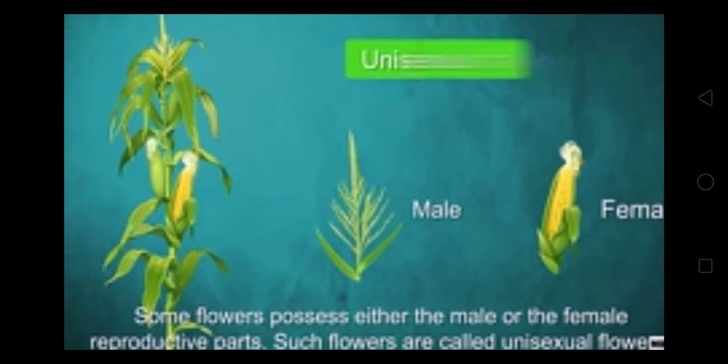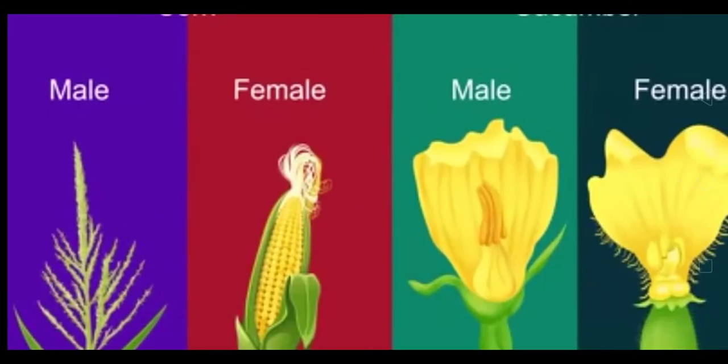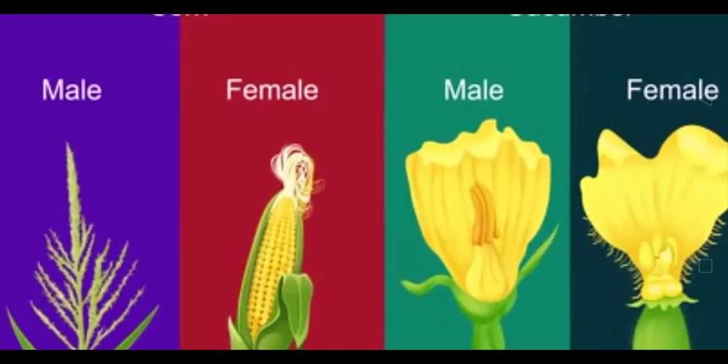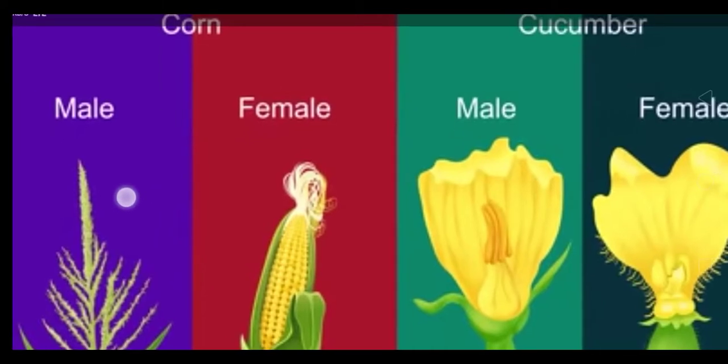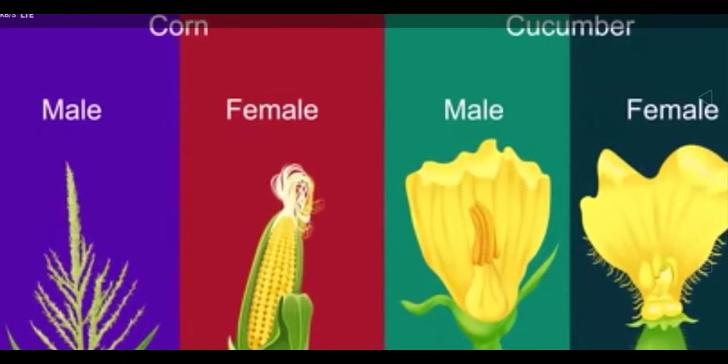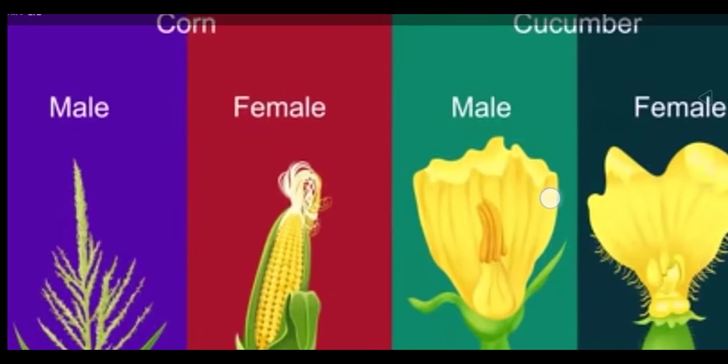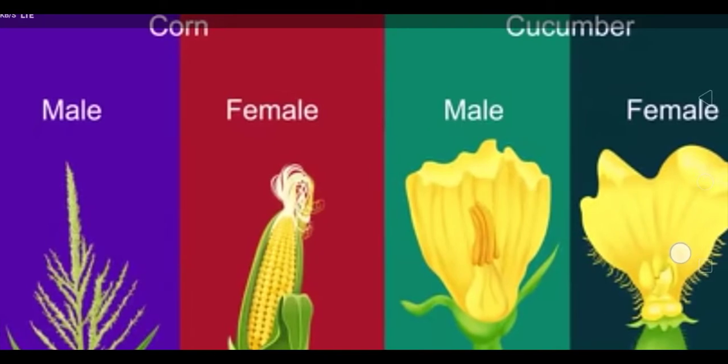The plant having only either the male or the female part is called a unisexual plant. For example, here you have corn and cucumber. Corn has either female reproductive parts or male reproductive parts, and similarly in the cucumber, they have either the male part or the female part. So they have only one part, so they are called unisexual, meaning one sex. There is only one sex present in the plant, that is called a unisexual plant or unisexual flower.